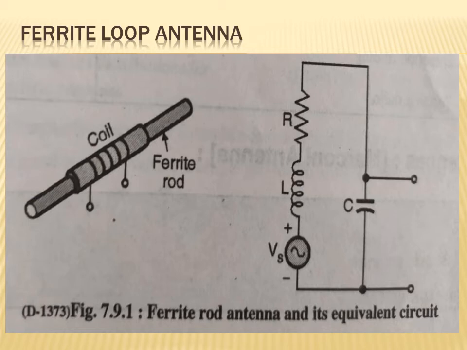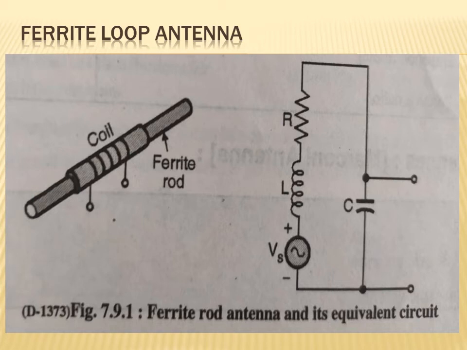See again. A loop antenna is a single turn coil carrying RF current. The current which is flowing through the coil has the same phase.